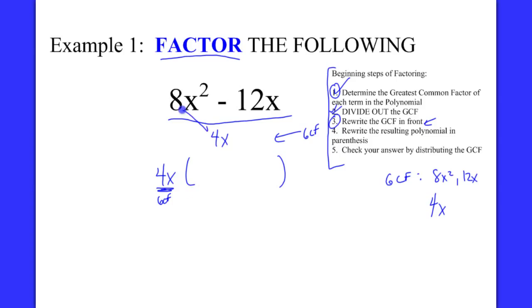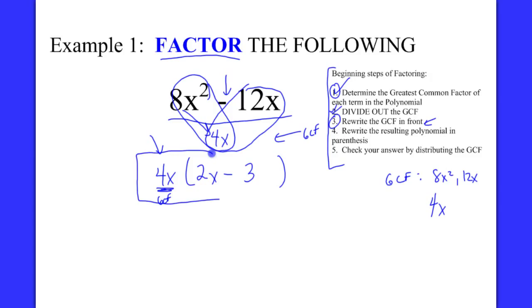We divide it out right here. 8 divided by 4 is 2, and then x squared divided by x is just x. So you've divided out the 4x and rewrote it right there. You bring down this sign, it's still a minus, and then we do the same thing here: 12x divided by 4x. Both of these terms are getting divided by 4x. 12 divided by 4 is 3, and x divided by x is just 1. So this is my answer right here.